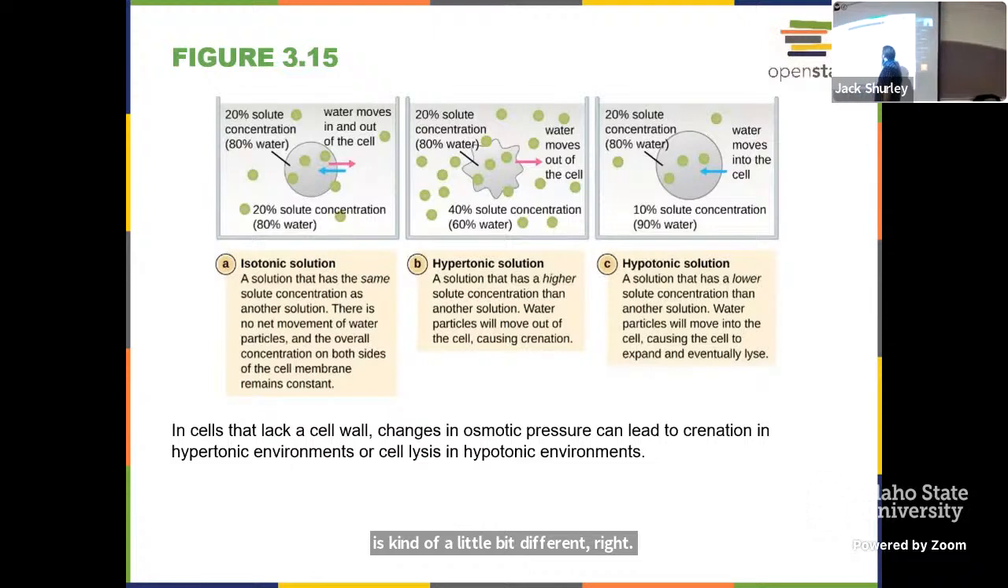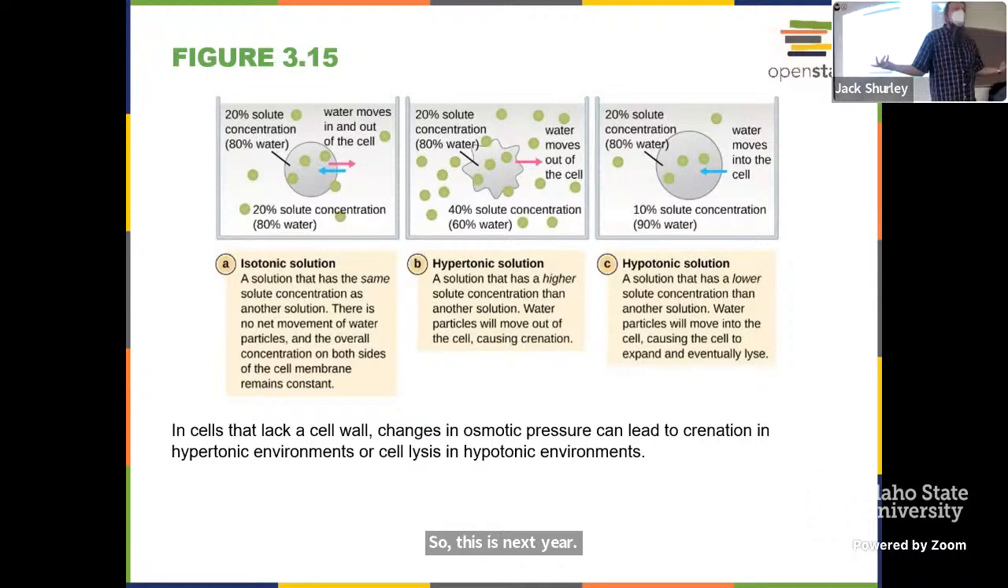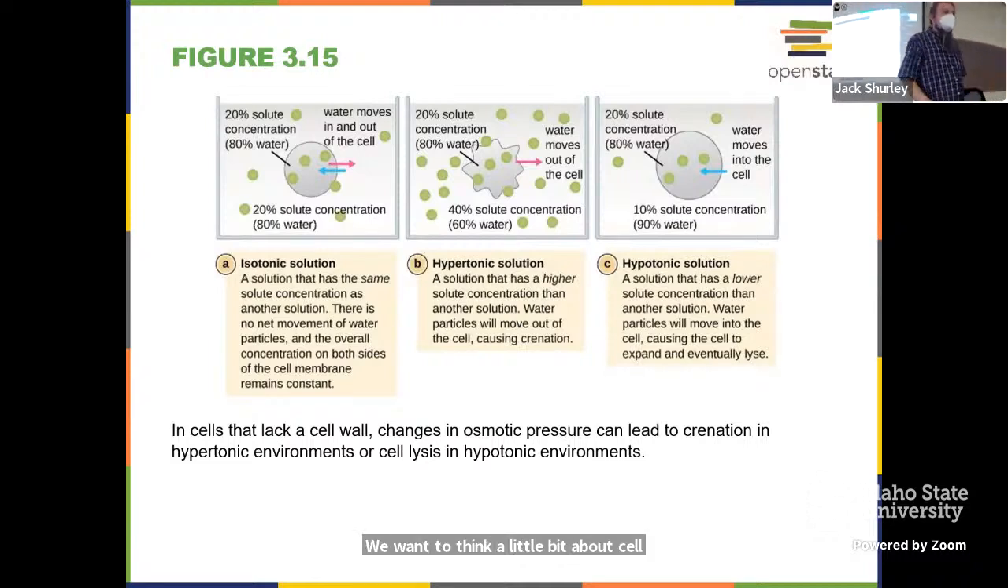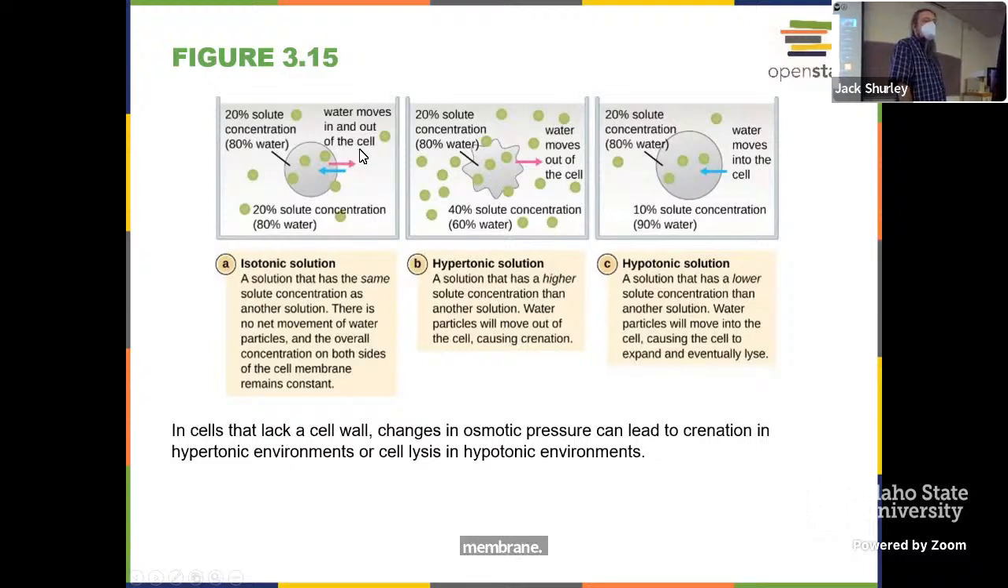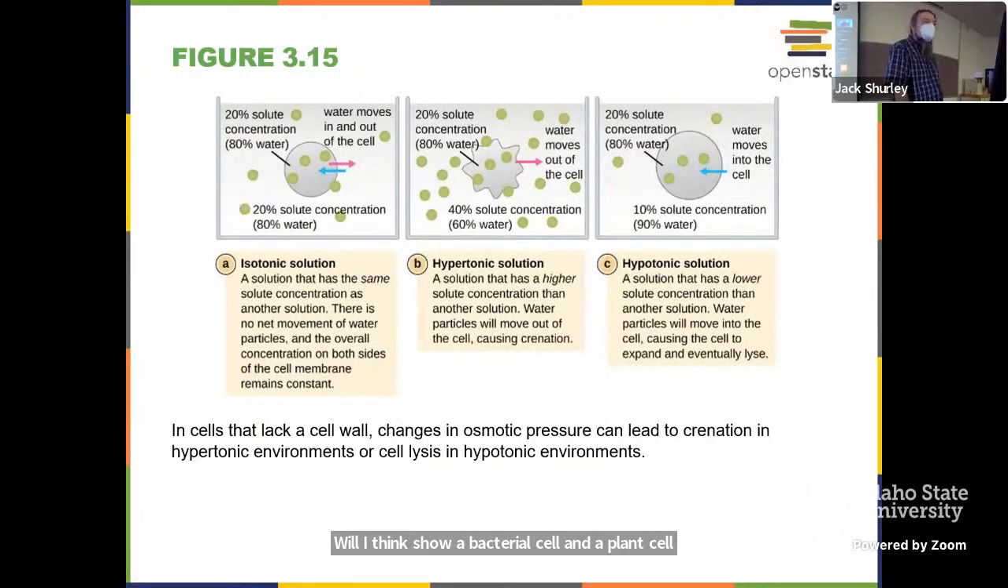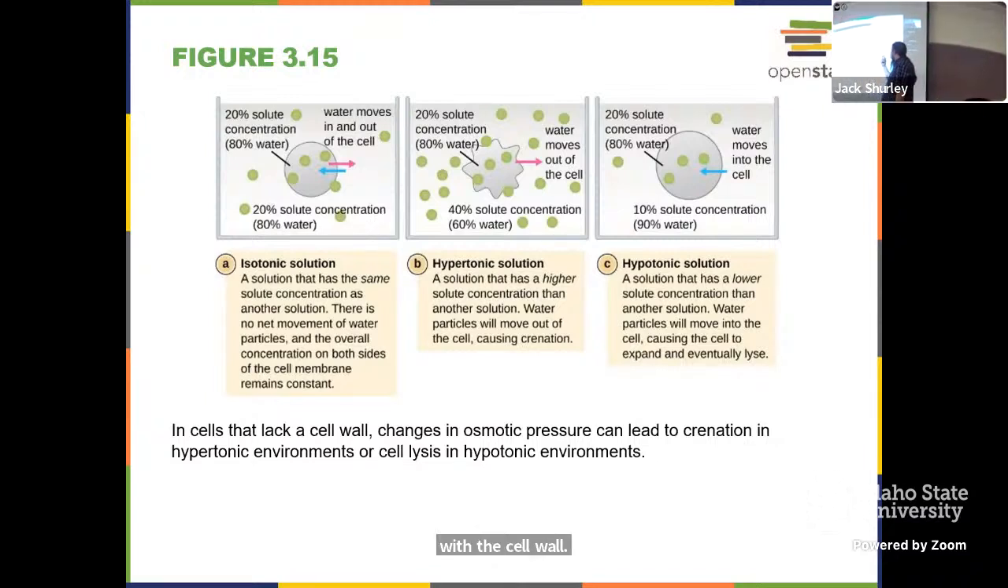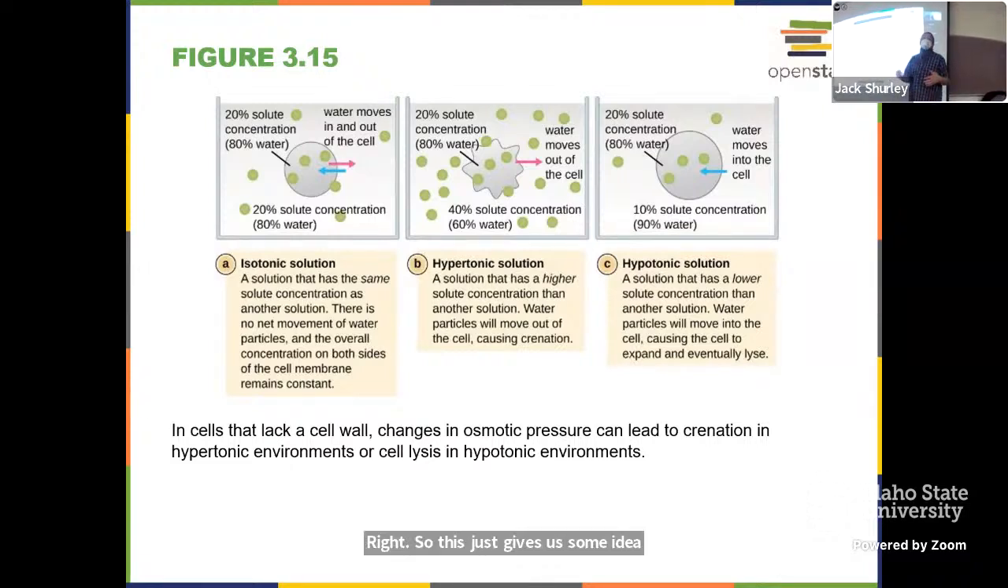So this next bit, we want to think a little bit about cells, and we'll show you a couple of other examples here. We're really more thinking just like a regular animal cell with a membrane. We will, I think, show a bacterial cell and a plant cell because they have cell walls. They're kind of similar ideas as far as what's happening in a bacterial cell with a cell wall, all right? So this just gives us some ideas about these cells and their environments or their habitats.